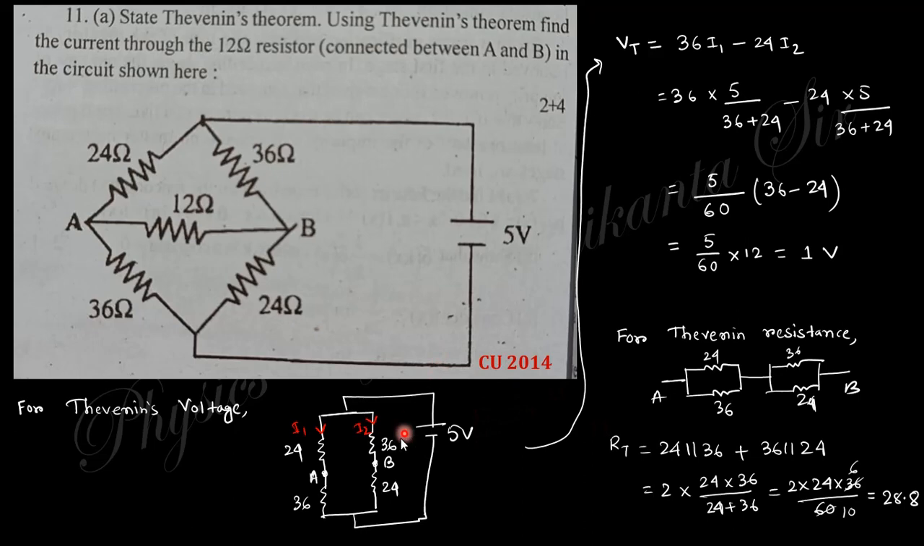And for Thevenin resistance, you can see here this will be shorted. When this is shorted, you can see these are parallel and these are also parallel. So these two parallel combinations are connected in series. These two are equal, so that's why 2 into 24 into 36 by 24 plus 36, which is 28.8. So this is the Thevenin resistance.